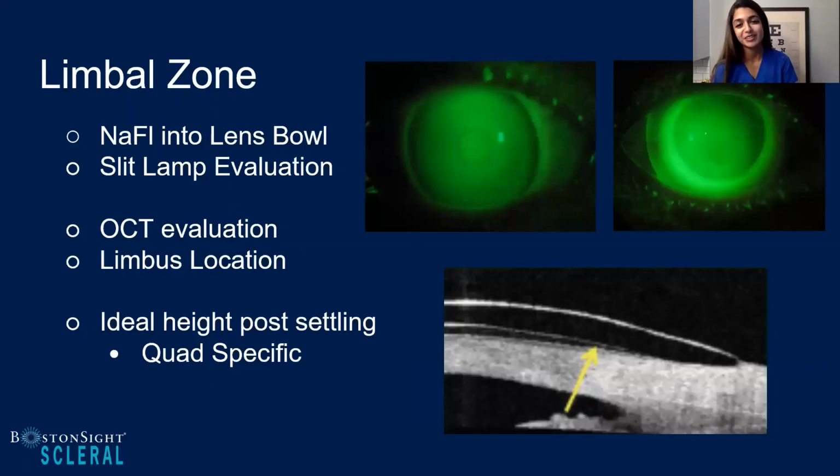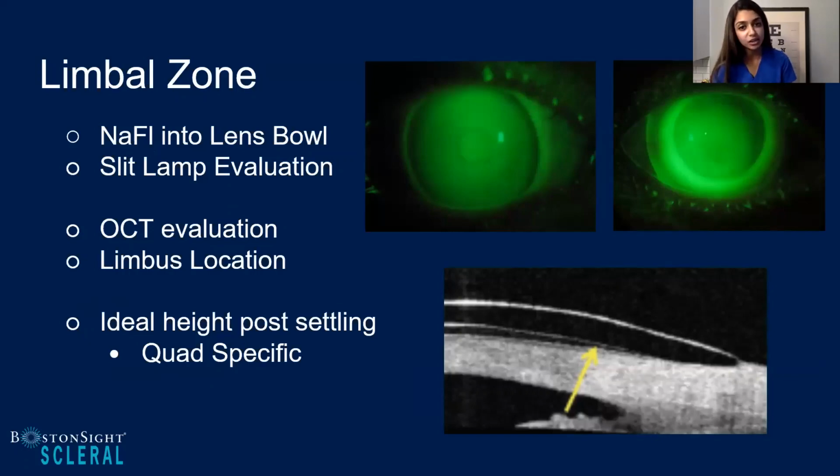So moving on to the second fitting zone of scleral lenses, which is the limbal zone. The limbal zone is that transition from your cornea to your sclera. And we all know that the limbus is the home of your palisades of Vogt and maintaining the integrity of your cornea through the limbal stem cells.